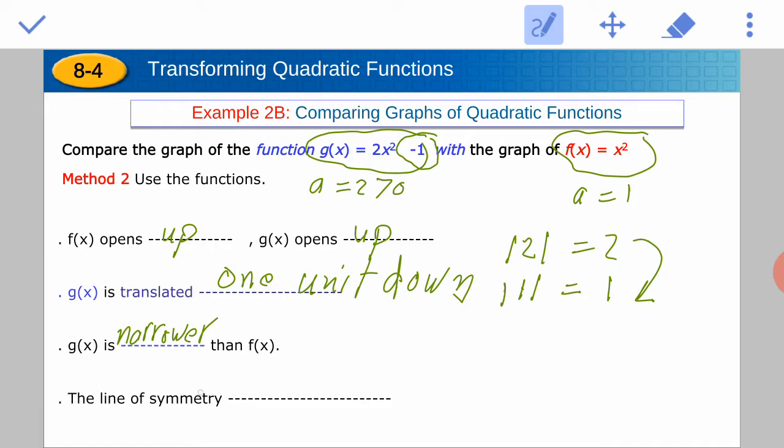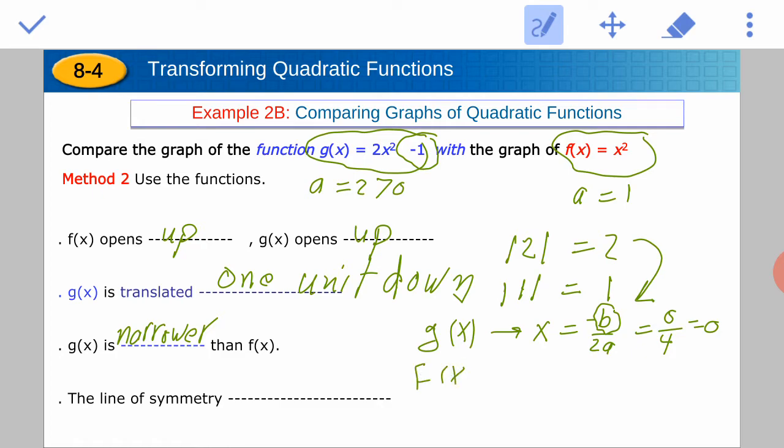Finally, guys, the equation of the line of symmetry of both functions. For g of x, we get the equation of the line of symmetry by using the formula x equals negative b over 2a. Please notice that b is the coefficient of the x term, and we don't have any x term in g of x. It means b equals 0, and when you divide 0 by anything, it gives you 0. So 2a is 2 times 2, which is 4. 0 over 4 equals 0. So the equation of the line of symmetry of g of x is x equals 0.